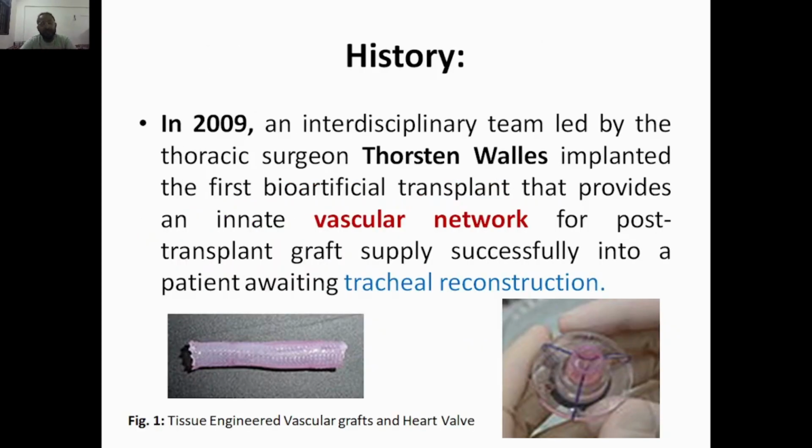Now the history. In 2009, an interdisciplinary team led by the thoracic surgeon Thorsten Wallace successfully implanted the first bioartificial transplant that provides an innate vascular network for post-transplant graft supply, into a patient awaiting tracheal reconstruction. For tracheal reconstruction, whatever vascular network was needed was designed by the artificial scaffold, whatever we discussed so far, with the help of those things. Okay, so in 2009, that was the first successful bioartificial transplant.